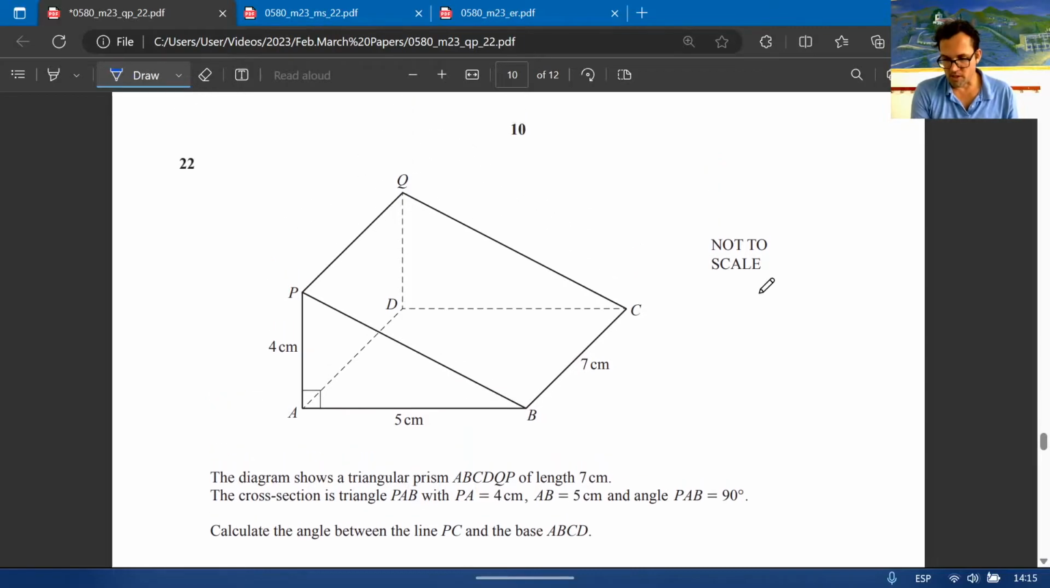Question 22. The diagram shows a triangular prism ABCDQQ and a length of 7 centimeters. The cross section, triangle PAB, is 4 and 5, and there's a 90-degree angle. Calculate the angle between the line PC and the base. Let's draw that line. The line PC will look like this, and we want the angle between that and the base.